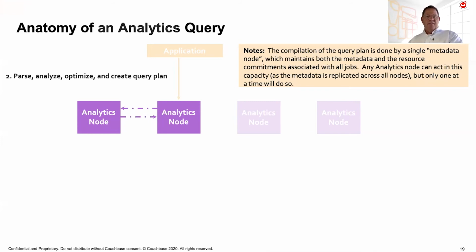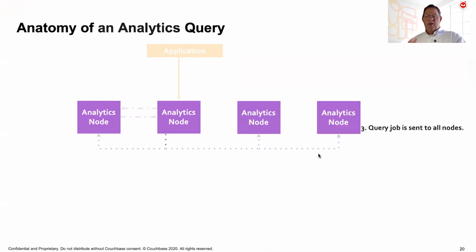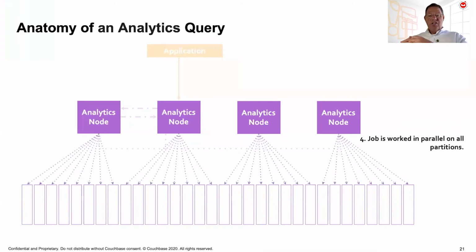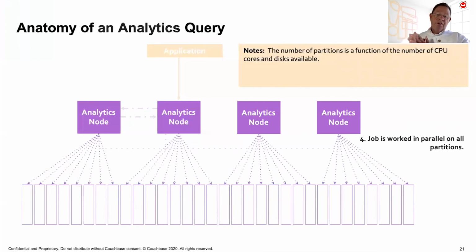Next step, once that is created, is that it goes out and sends that query to all of the nodes. So every single query node now will work in parallel, and each node will have detailed instructions on what each partition will do. Now, what are partitions? A partition is a function of the number of CPU cores and the number of disks that you have available. If you have more, you get more partitions, which means more massively parallel work. And this is important. We're going to talk about this a little bit more.